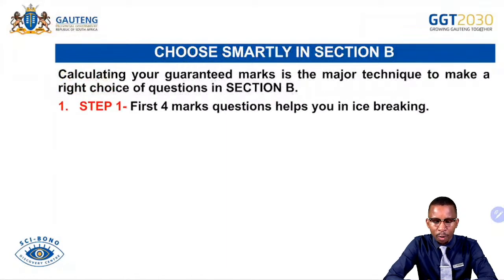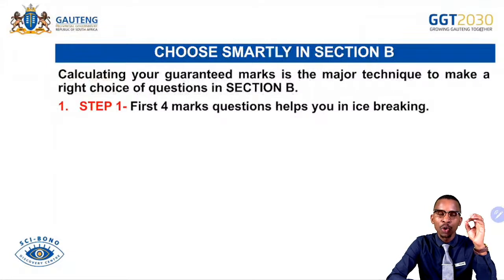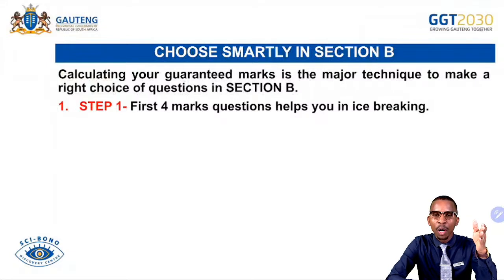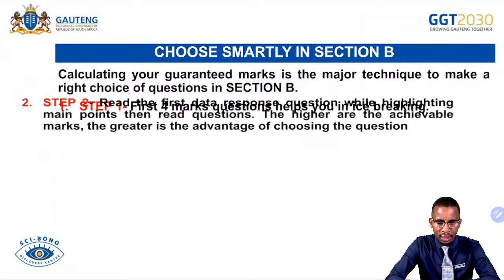So step 1, first 4 marks questions help you for ice breaking. For instance, we talk about 2.1.1, 2.1.2. 2.1.1 is a lower order, so it is believed that you know those answers because you simply remember and provide. 2.1.2, that's where now it's a mixed order. We need to link. It is very important for you to ensure that you get those marks because they are mainly there to give you confidence.